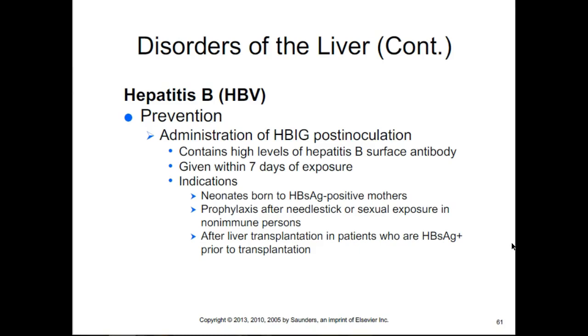So if you have surface antibody, it means that you were just infected. It is given within 7 days of exposure. For example, in neonates born to mothers who are HBsAg positive, meaning they have the antigen. Also prophylaxis after a needle stick or sexual exposure in non-immune persons. So if they test you and you do not have the antibodies, and you have been stuck by somebody who has hepatitis B, and then after liver transplantation in patients who are HBsAg positive prior to transplantation.